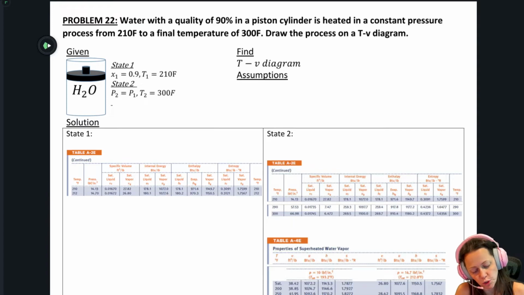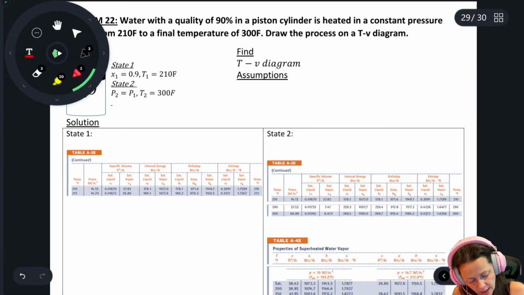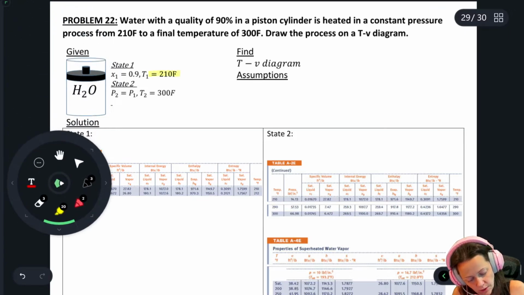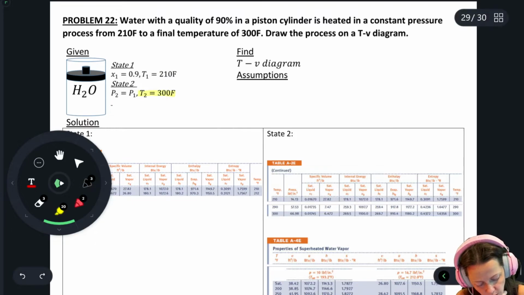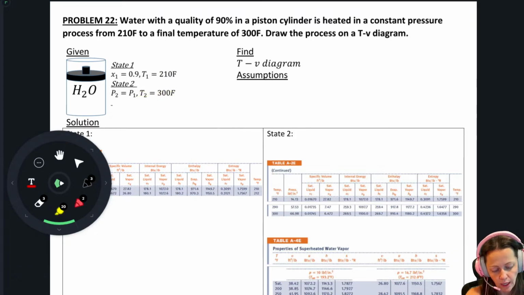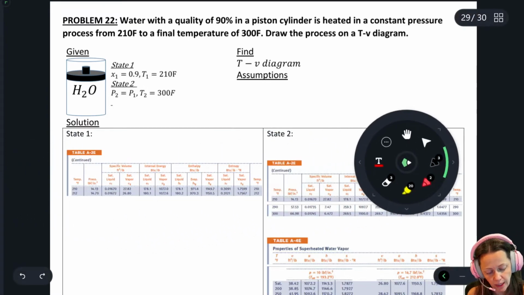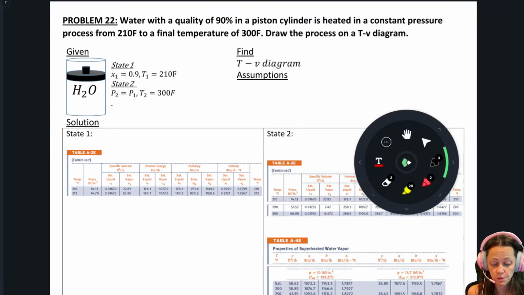All right, so problem 2, we have water with a quality of 90% in a piston cylinder. It's heated at a constant pressure from 210 degrees Fahrenheit, that was our T1, to a final temperature of 300. And we want to draw the process on a TV diagram. So easy peasy. Let's go ahead and get our specific volumes, because that's all we need to draw things on that TV diagram.